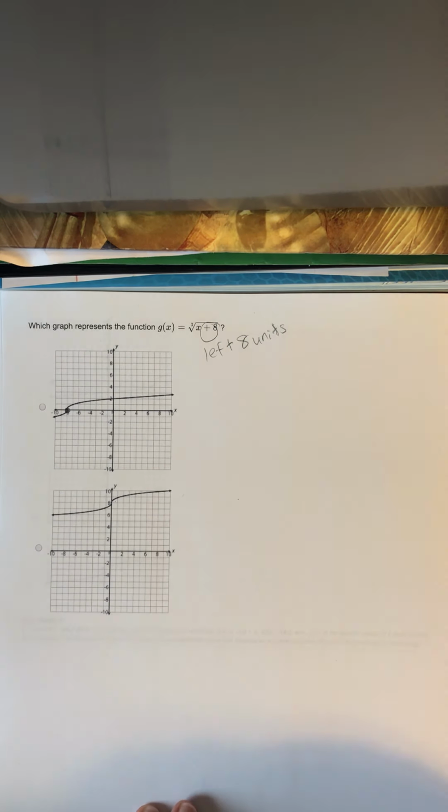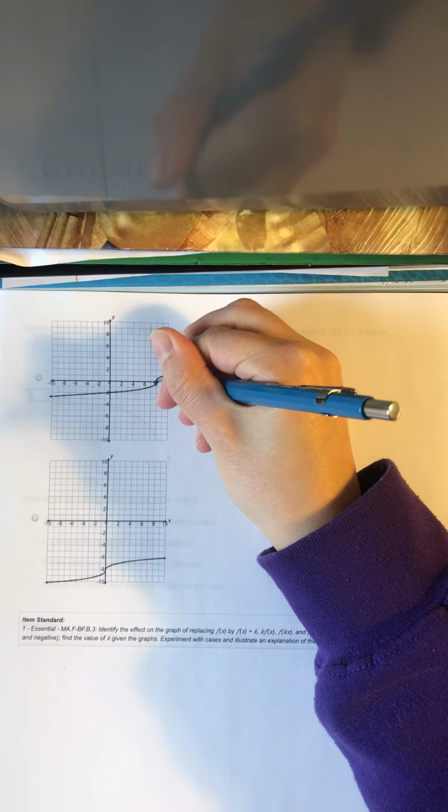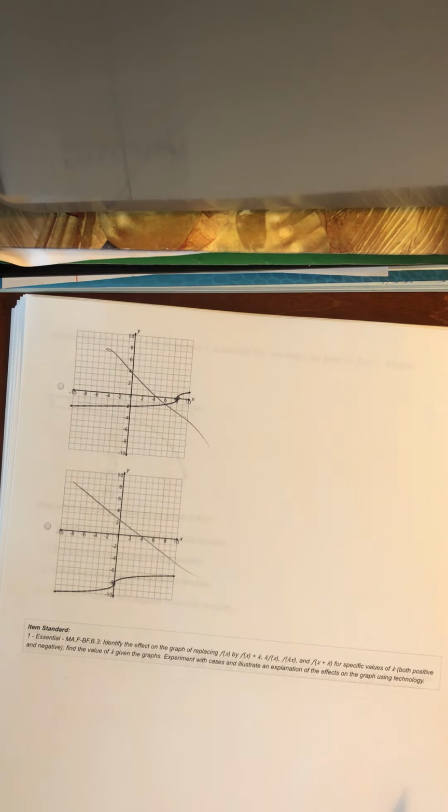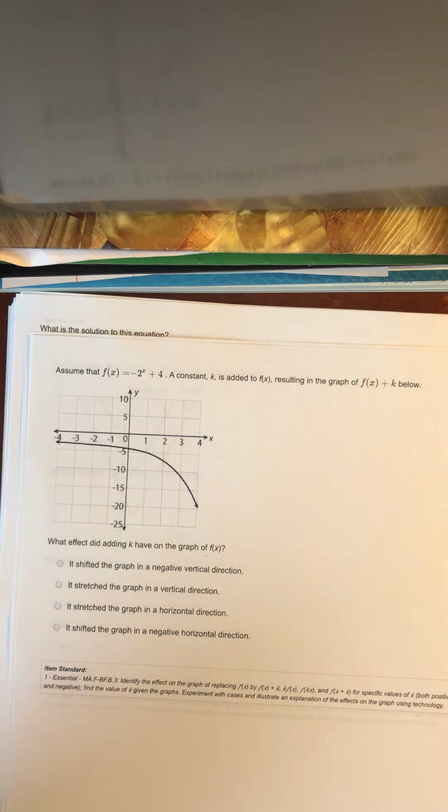That's the center point, right? Let's just check the other ones. Nope, this one's moved right 8, and this one's moved down 8. So it's definitely this one, left 8 units. Not that one, not that, not that. All right, next.